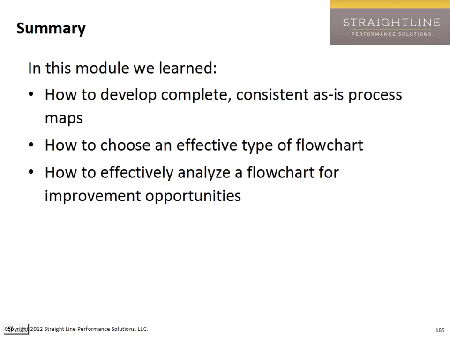So what we really talked about in this module summary was how to develop a complete, consistent as-is process map. We didn't talk about future state, but you should be pretty comfortable saying, I can use this process, starting with a top-down and then going to a more detailed process map, to get to a point where I can problem solve. We talked about how to choose an effective type of flowchart, and how to analyze the flowchart for some improvement opportunities.